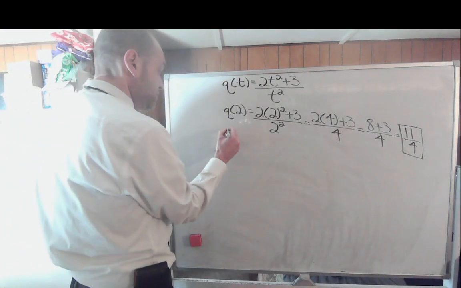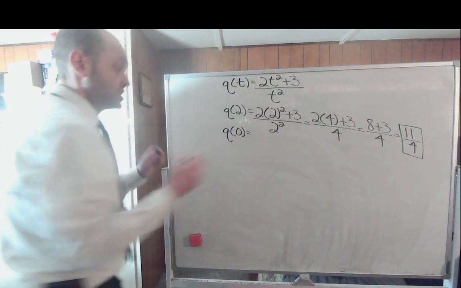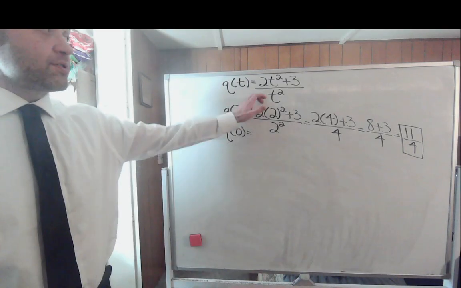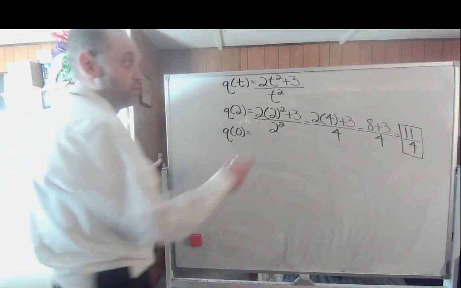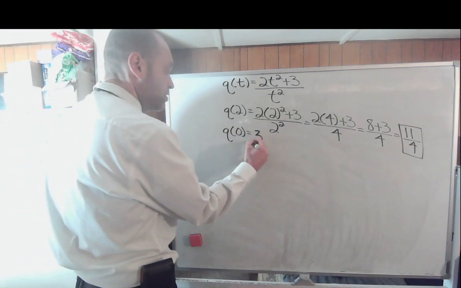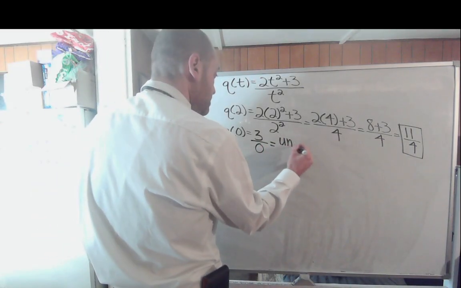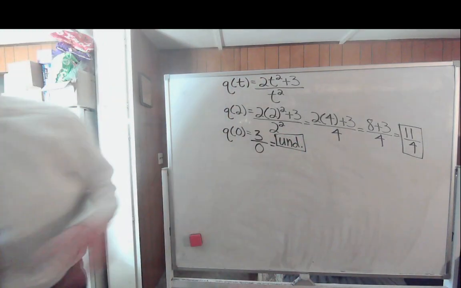Let's put in Q of 0. Well, we should notice right away you'll have a 0 in the denominator. And a 0 in the denominator would make this whole expression undefined. You would just get 3 over 0, which would make this undefined. There's no solution in this case. So Q of 0 is actually undefined.